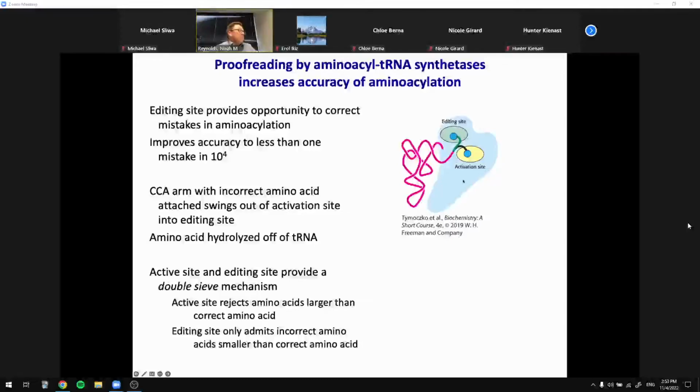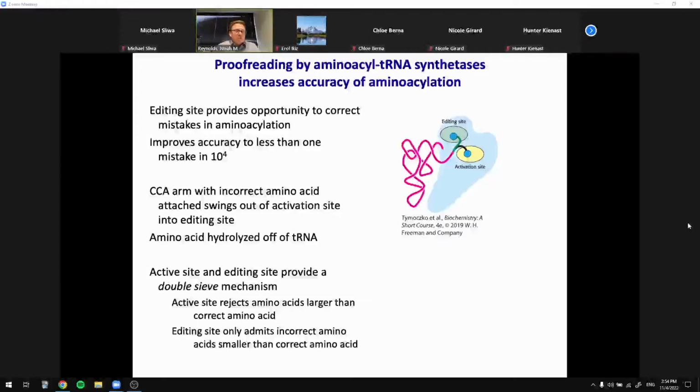And we think about this as a double sieve mechanism, where the first sieve is the activation site and the second sieve is the editing site. And so remember, a sieve's like, think about it like netting, 2 different sides of netting, that one after the other. And so the first sieve, what happens is at the active site, any amino acid that's bigger than the correct amino acid is excluded. Right? So anything larger can't get into the active site, and so it's been essentially sieved out.